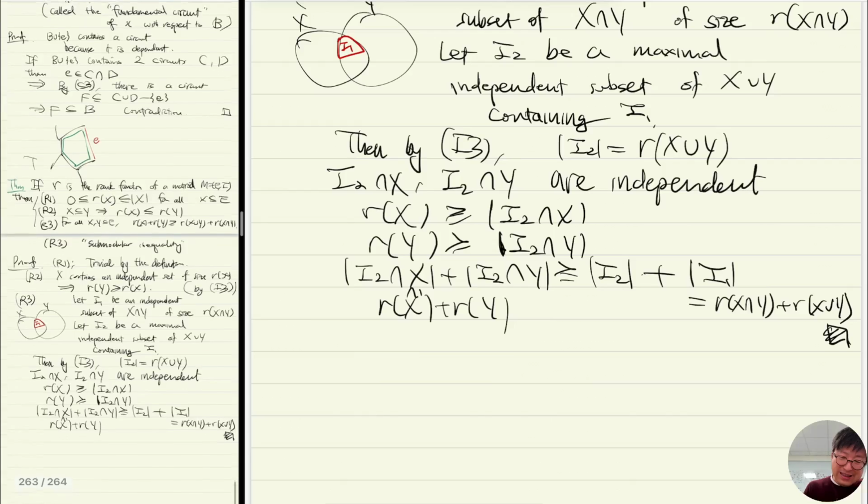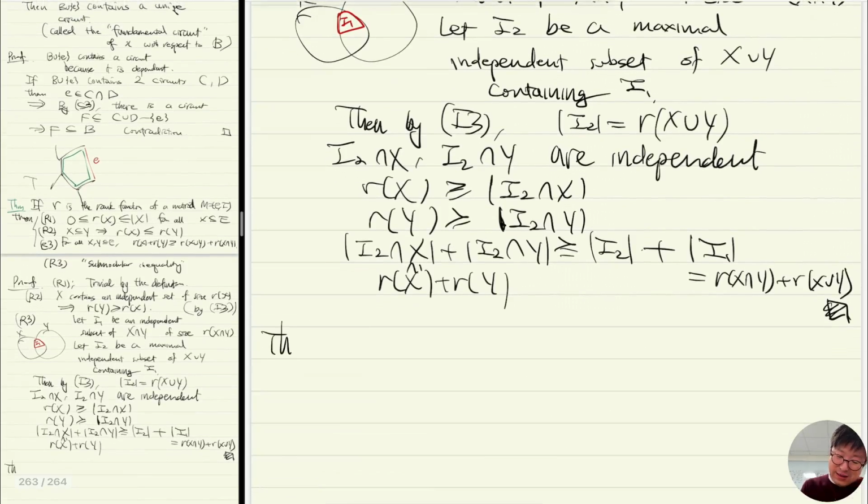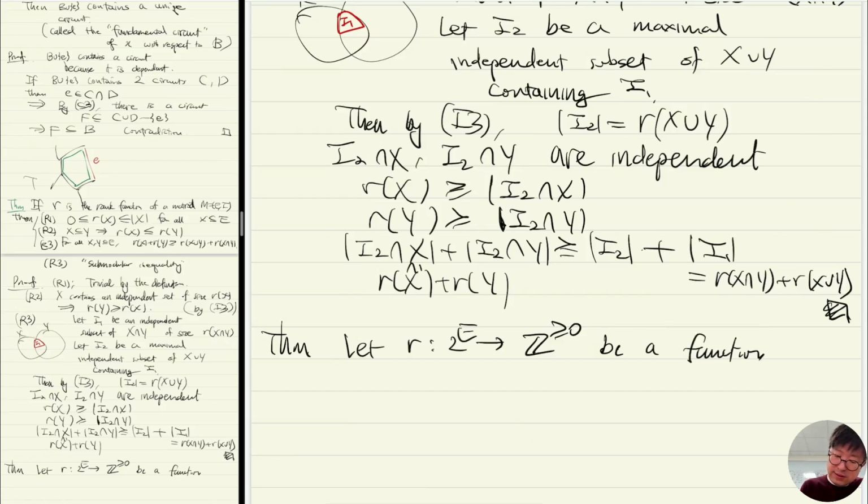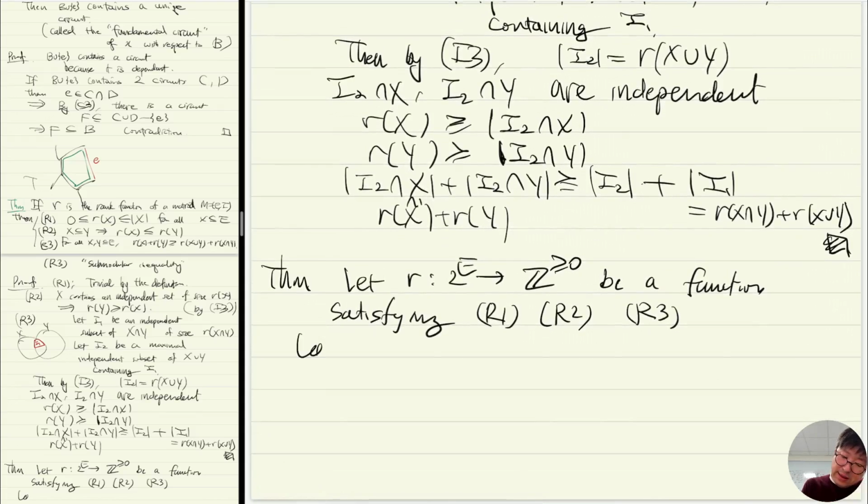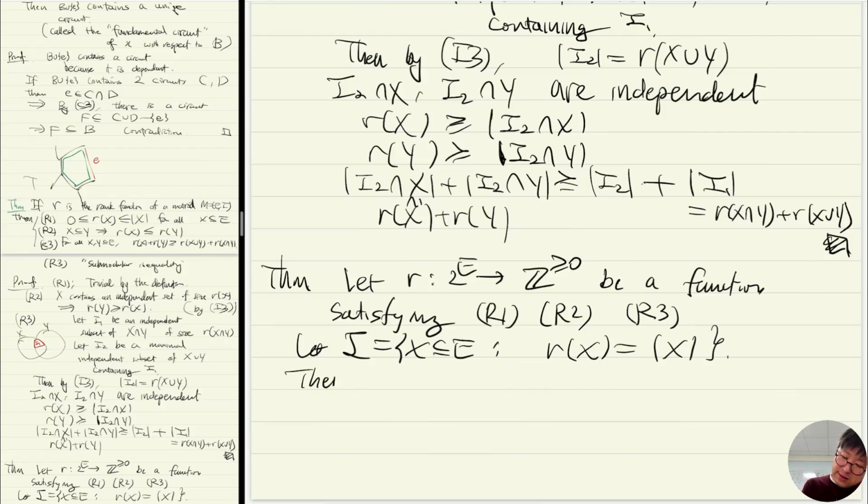Again, now you notice the similar pattern, right? Let R be a function from the subsets of E to the set of non-negative integers satisfying R1, R2, R3. Now let I be the set of subsets of E such that rank of X is equal to size of X. So what does that mean? I will call a subset independent if its rank is equal to its size. Then (E, I) is a matroid.